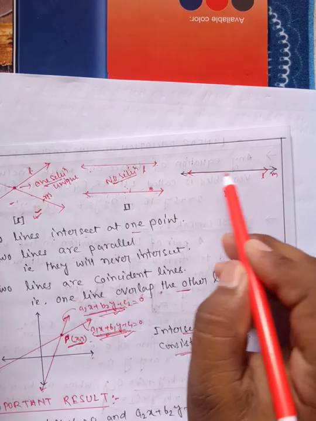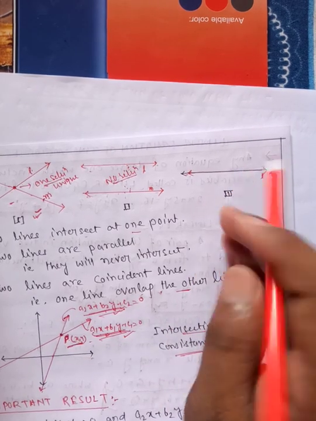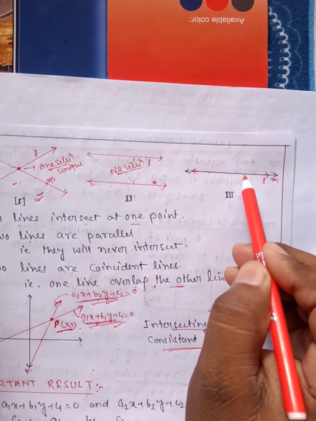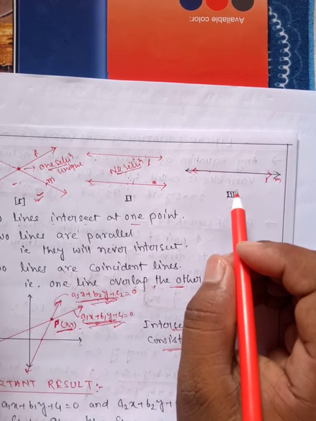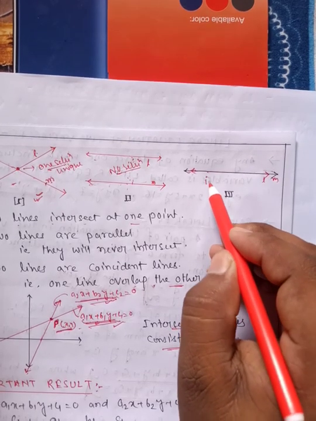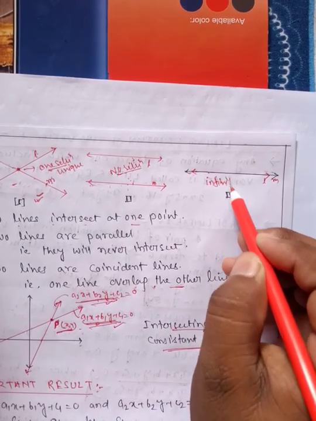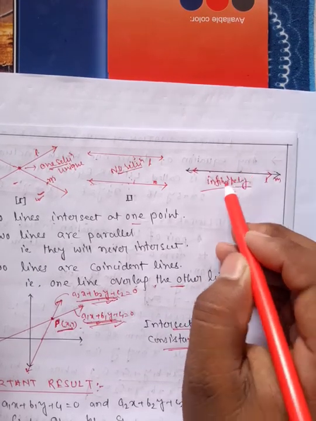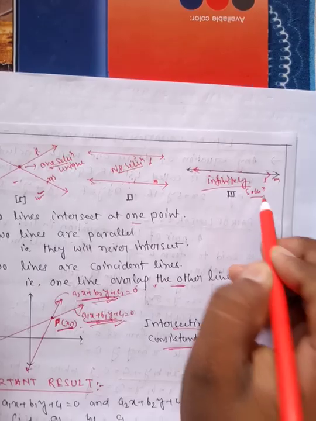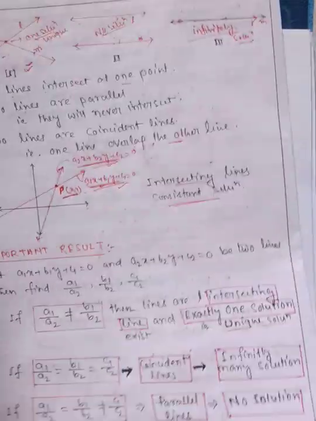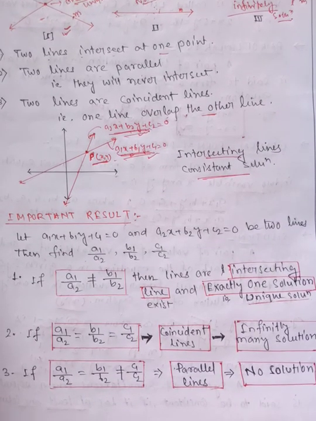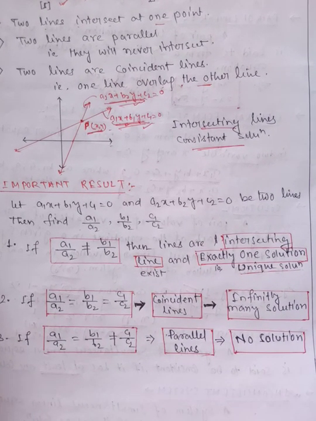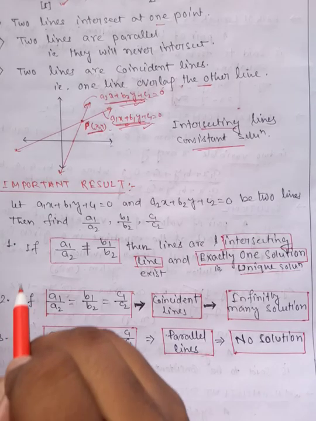And as these straight lines are overlapping each other, every point of this straight line coincides with the other straight line. So there are infinite points which satisfy both the straight lines, so there are infinite solutions. Okay. So now we are going to discuss a very important result here, and this is the most important result for this chapter, and we are using this result for solving exercises.